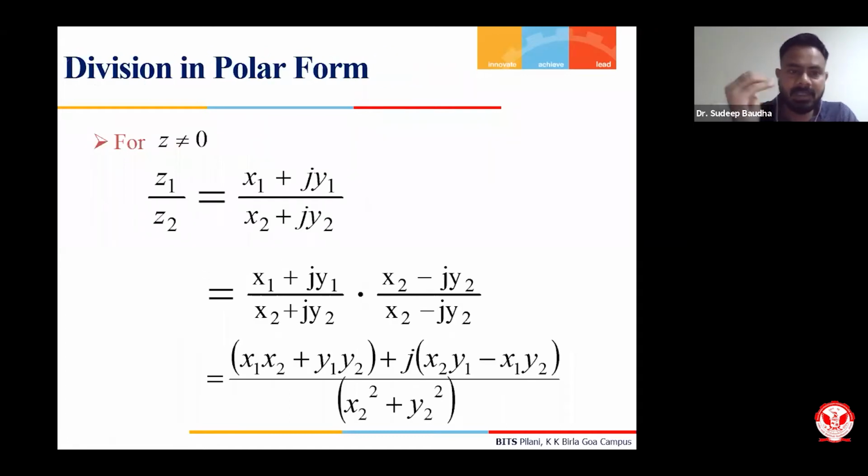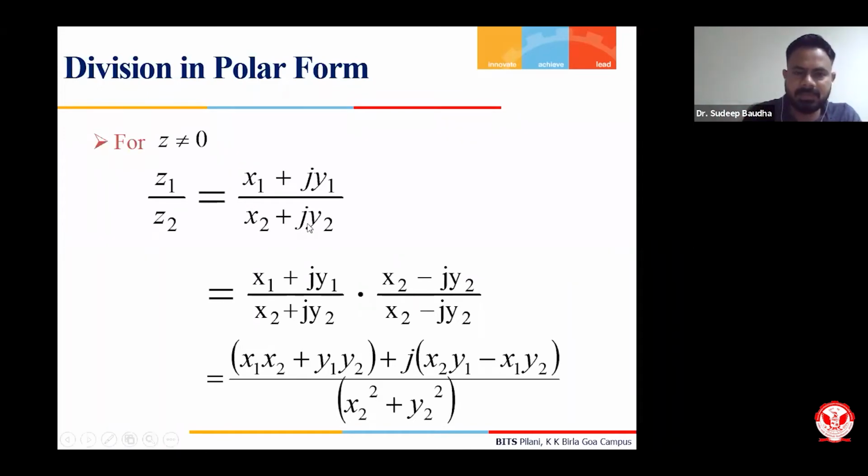As I was saying, in case of division of two numbers, when z is not equal to 0, please remember, I'm talking about two numbers which are not equivalent to 0. So if I perform division, that is z1 upon z2, where z1 is x1 plus jy1 and z2 is x2 plus jy2, then to perform this division, you see how I have multiplied denominator and numerator with the complex conjugate of the denominator.